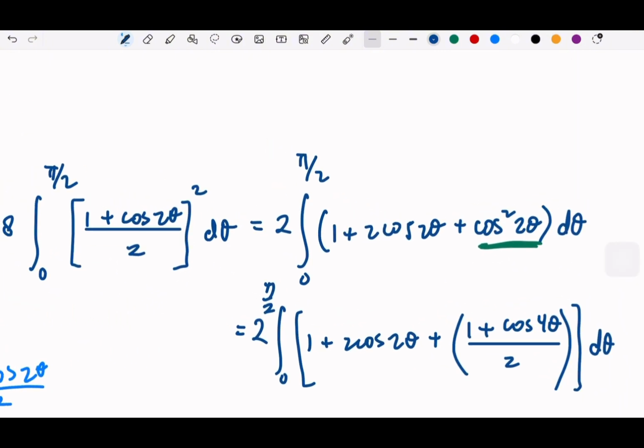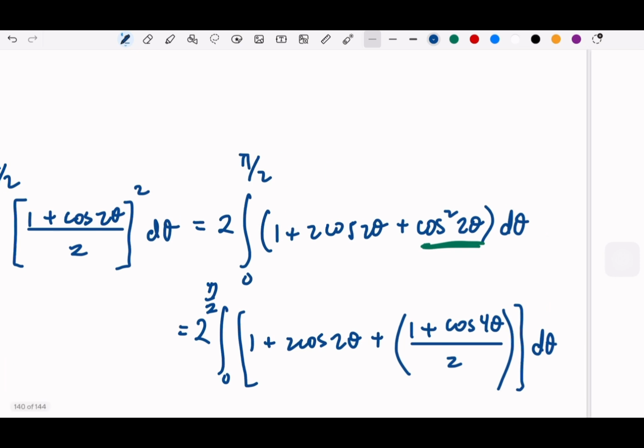And anyway, after you get this, I think it will be easy to integrate. This should be just sine 2 theta divided by 2. This is also sine 4 theta divided by 4, and then multiply with half. So you apply it and compute. Should be equal to 3 over 2 pi.